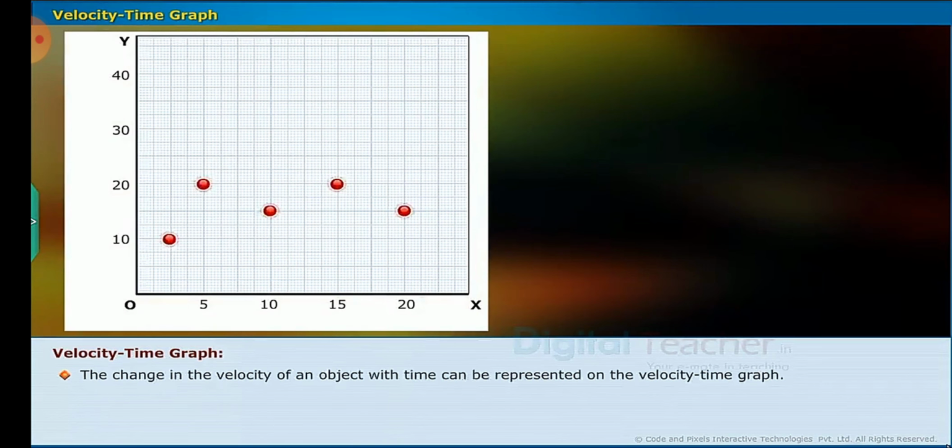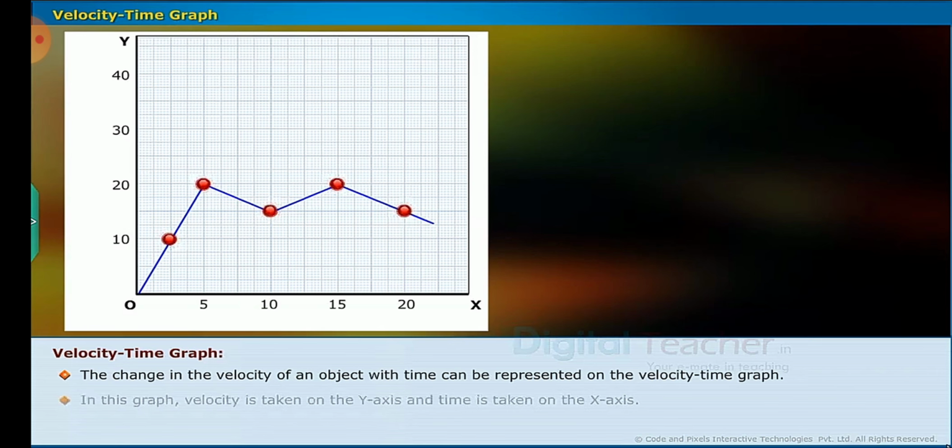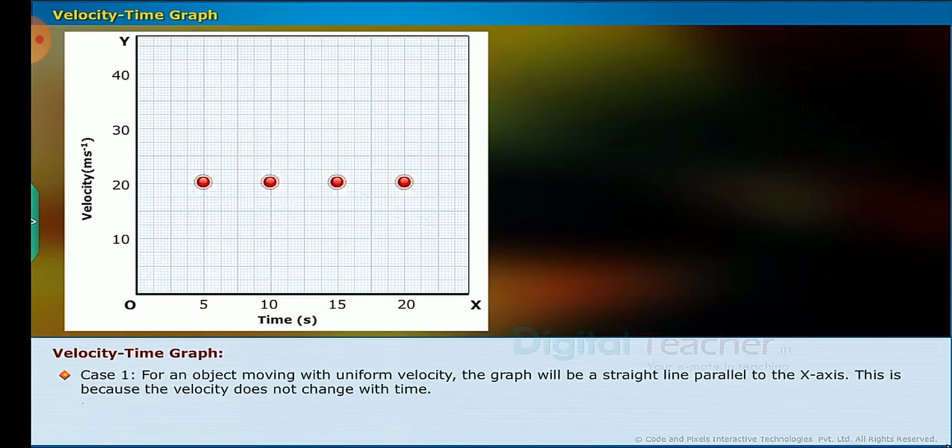Here we will know about the velocity-time graph. The change in the velocity of an object with time can be represented on the velocity-time graph. In this graph, velocity is taken on the y-axis and time is taken on the x-axis. Case 1. For an object moving with uniform velocity, the graph will be a straight line parallel to the x-axis. This is because the velocity does not change with time.